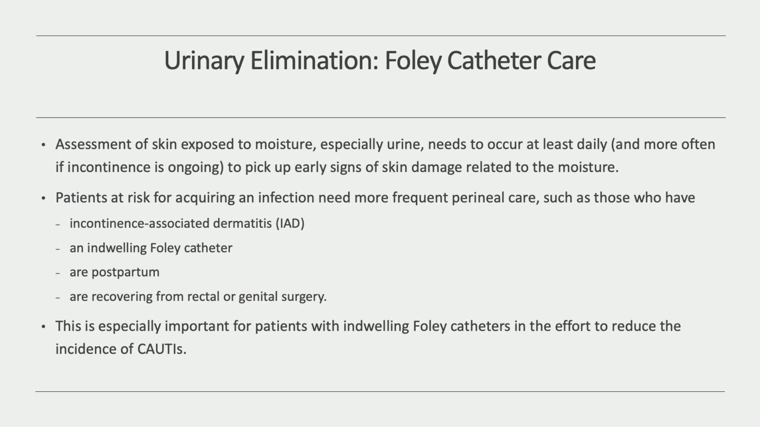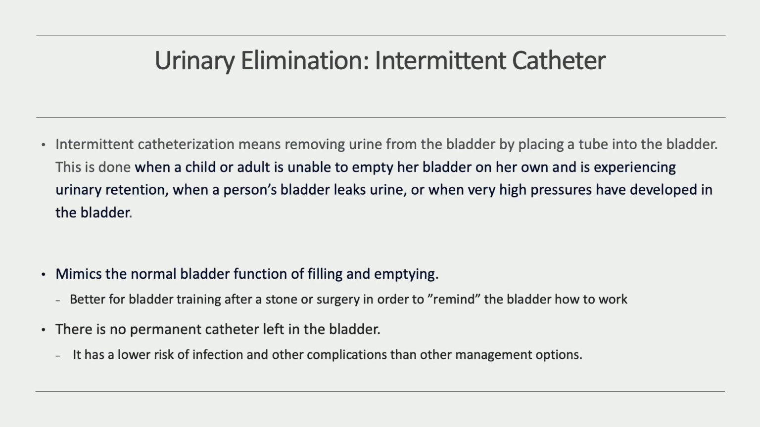You've got to have constant care. So read this slide, understand what it is, understand what type of patient will get it, and understand what fixes the problem. All right, intermittent catheters. Intermittent catheters are very important because it mimics the bladder starting and stopping like it's supposed to. This helps remind the patient how the bladder works again. So it also decreases the risk of infection.